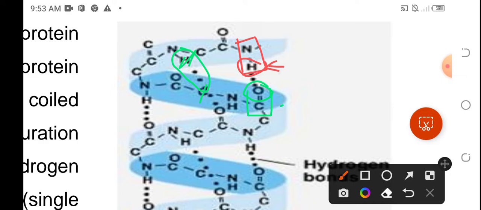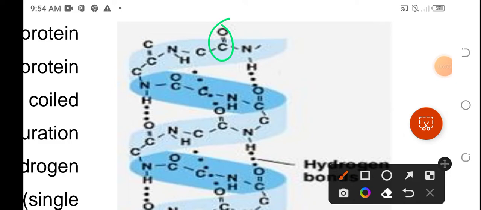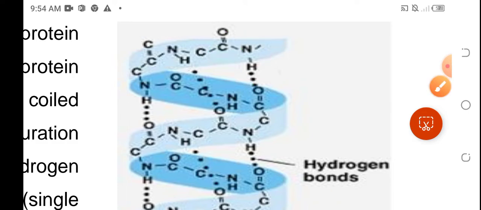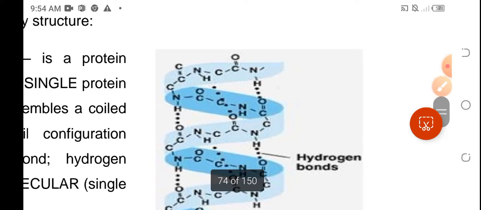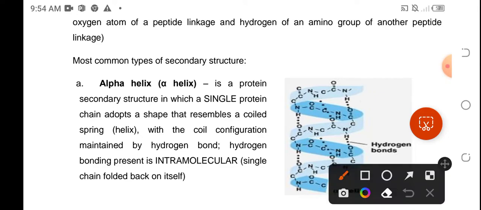But this hydrogen bonding is from different amino acids. So, hindi yung katabi niyang, hindi itong dalawang ito. Okay? Kasi meron tayong carbonyl dito at meron tayong amino. Hindi silang dalawa. Rather, yung sa iba, magkaibang carbonyl and amino group ng ibang amino acid. Okay? So, when it comes to alpha helix, so this is the structure.